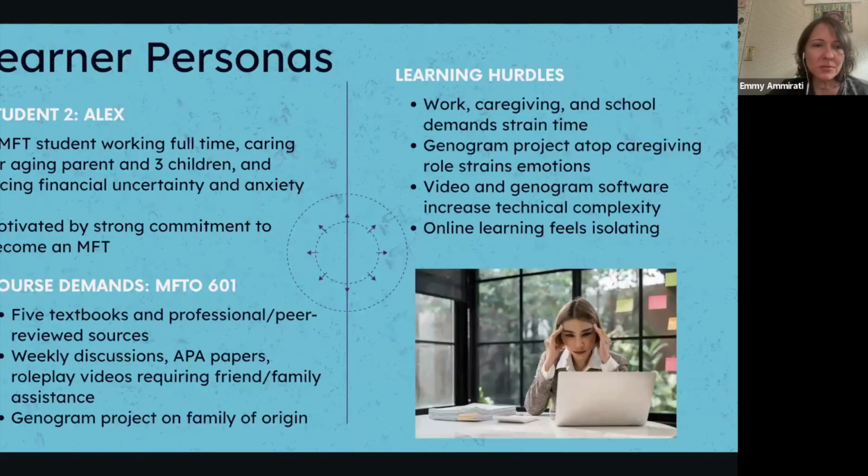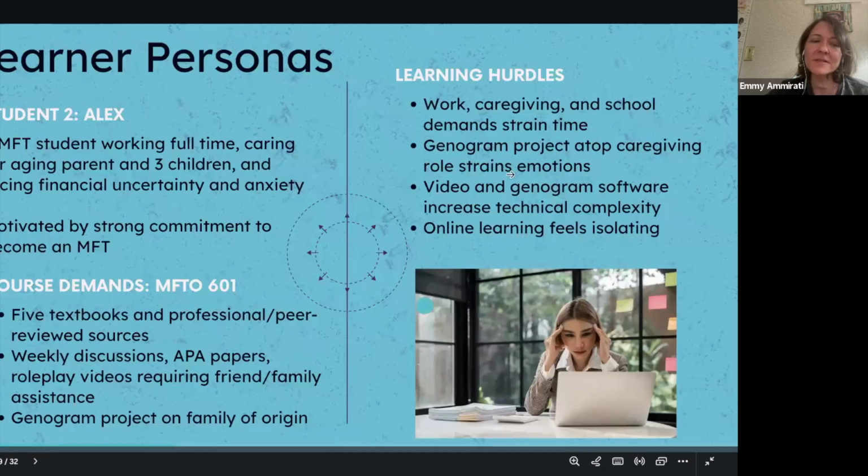Next, learner persona 2 has arrived. Alex is a first semester graduate student in our marriage and family therapy program, and they're enrolled in MFTO 601, the pre-internship course. Alex is an adult learner who works full-time, cares for 3 children and their aging parent, and they are managing ongoing financial concerns. Notably, as Abby brought up, Alex lacks a formal diagnosis that's going to support formal academic accommodations. But the combination of their responsibilities causes them anxiety, and all of this combined definitely impacts their learning experience.